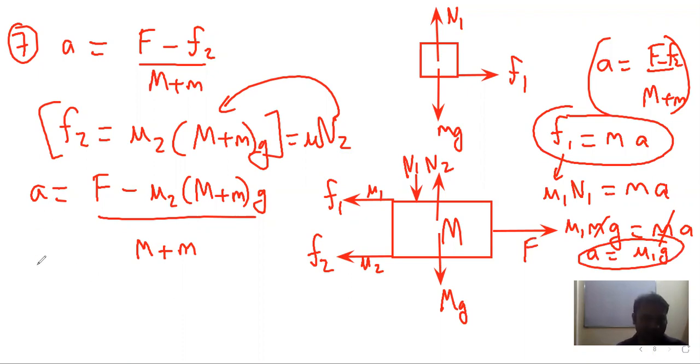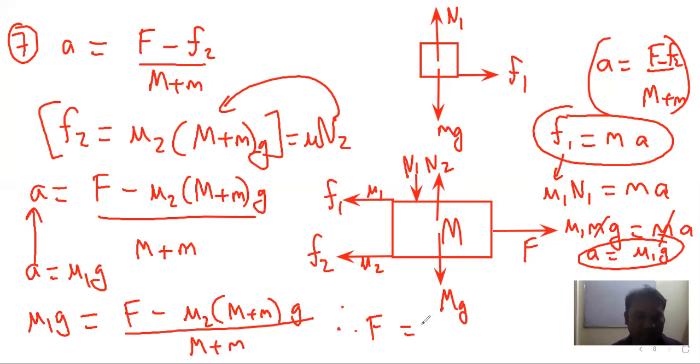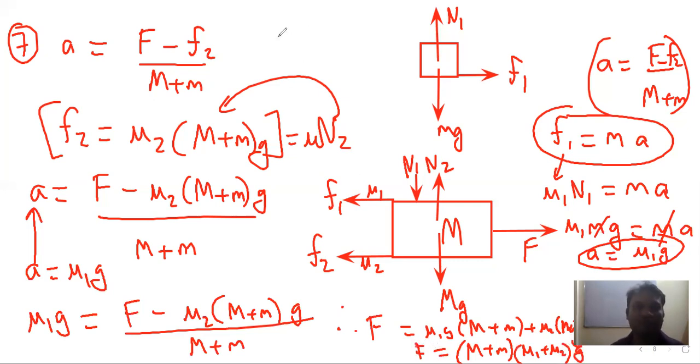So let us substitute this value of acceleration as mu1 into g. So mu1 g comes out to be F minus mu2 into M plus m into g upon M plus m. From this, I want the value of F. So F comes out to be mu1 g into M plus m plus mu2 into M plus m into g. So the answer to this question is M plus m into mu1 plus mu2 into g. This is the value of capital F. So the correct answer, the maximum value of the applied force, will be M plus m into mu1 plus mu2 into g, which corresponds to option D.